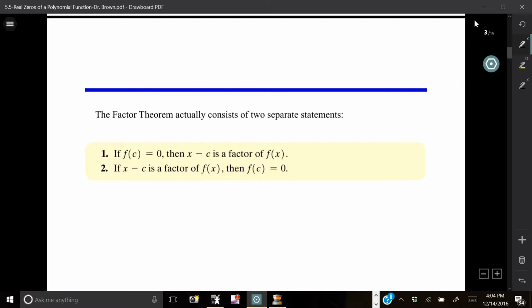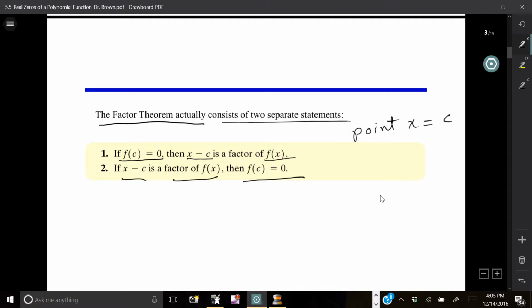Now, a very important theorem that you really need to understand consists of two separate statements. If you have a point x equals c, if f of c equals 0, then you know that x minus c is a factor of the function f of x. Now, conversely, if x minus c is a factor of f of x, then you know f of c equals 0.